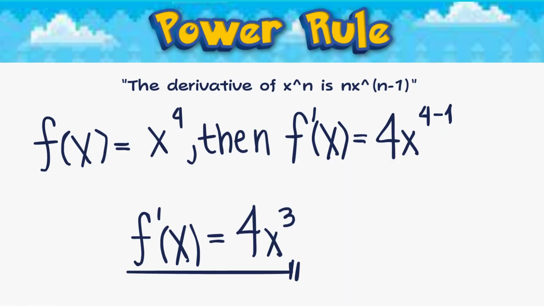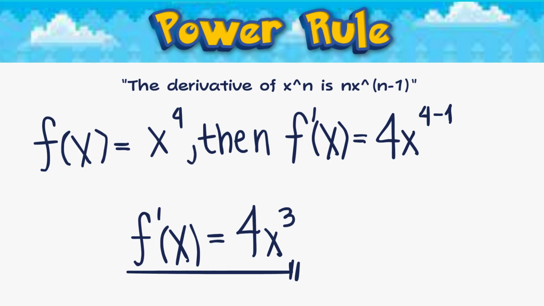So, the power rule says that the derivative of x raised to n is n times x raised to n minus 1. So, for example, if f of x is equal to x raised to 4, then f prime of x is equal to 4x cubed.